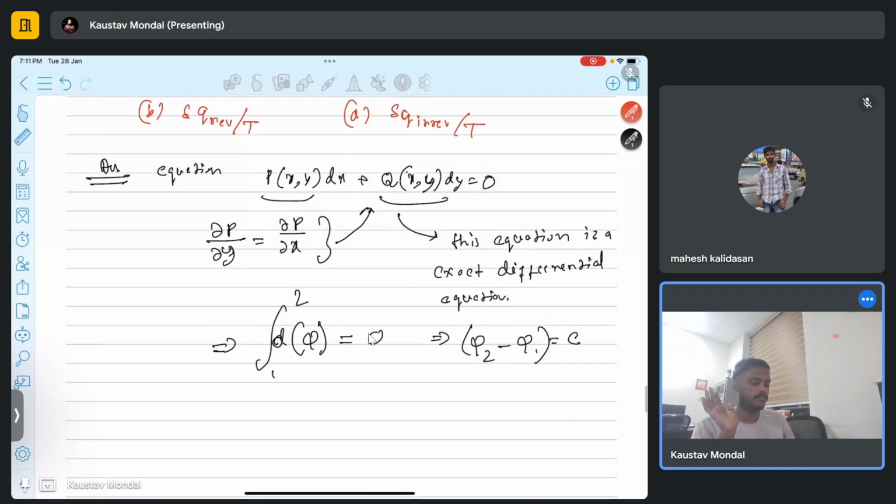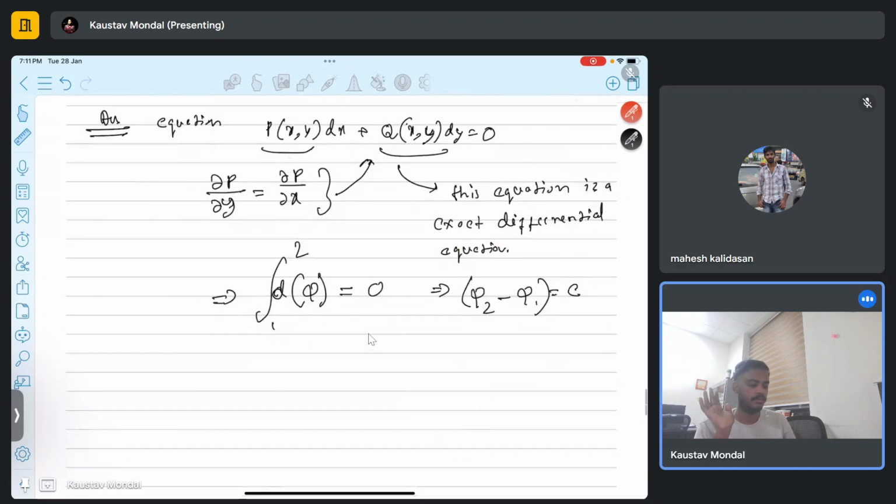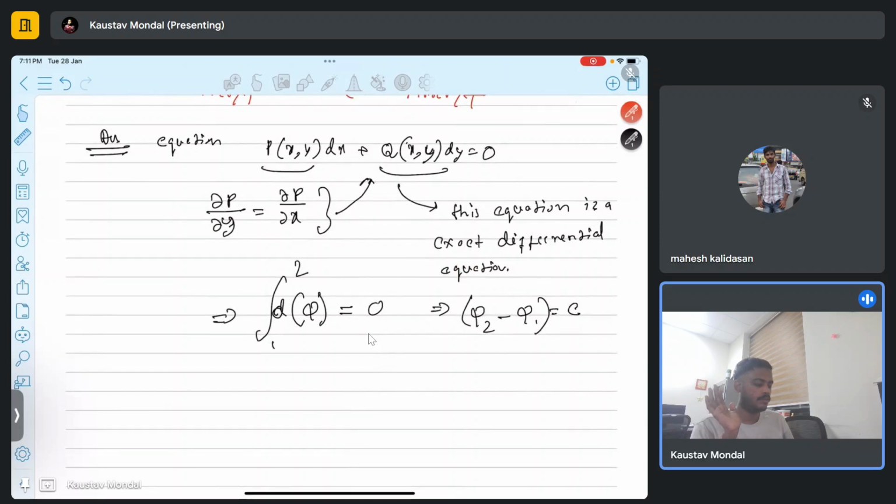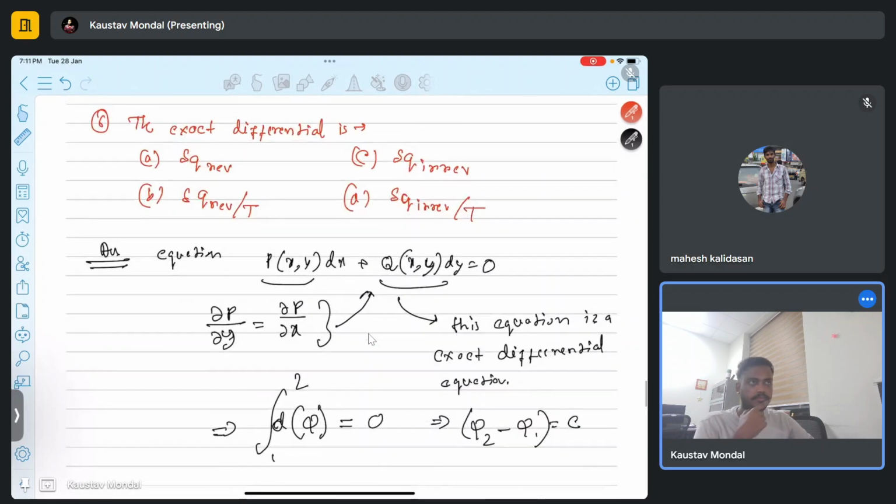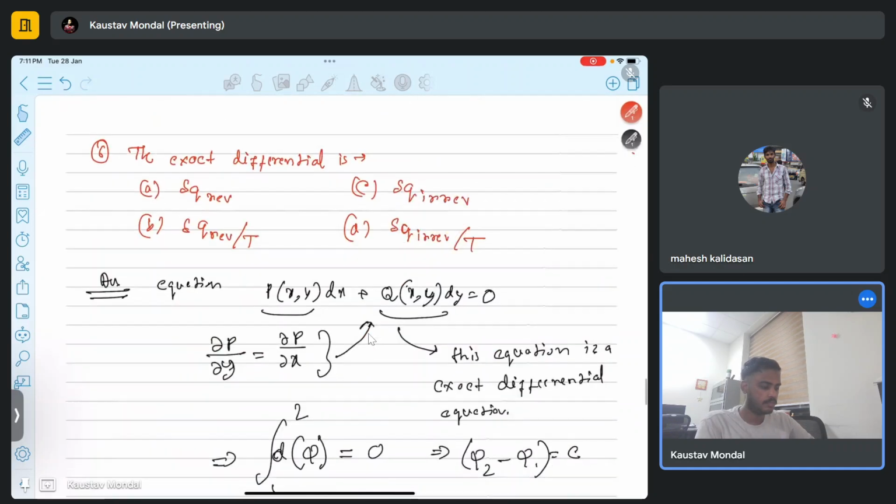If an equation is exactly differentiable, the phi value is only dependent on the initial and final value. How it reaches from initial to final value is not important here. So in a similar way, in this problem also, something similar is given.